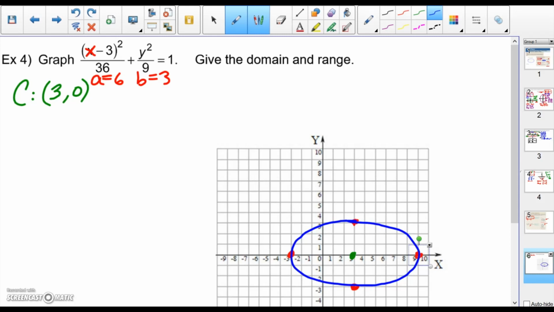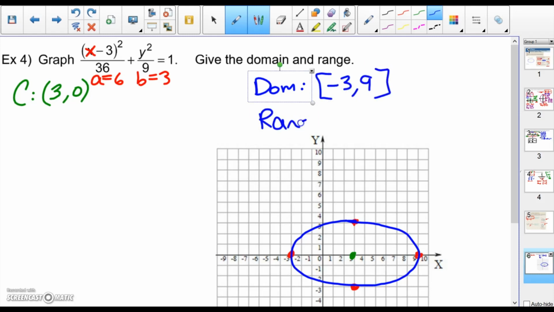Okay, so graph it. Give the domain and the range. That should be fairly simple. Domain is the x numbers from -3 to +9. The range is the y numbers. That's from -3 on the y to +3 on the y.